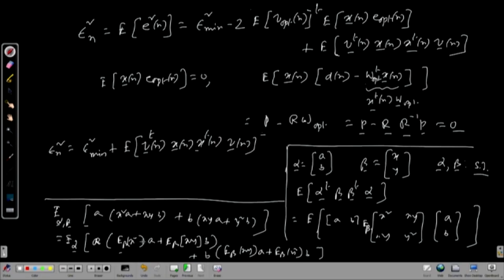Okay. So then I can write like this, I can keep E alpha out and push it like this. On the inner matrix I apply E beta, which is restricted to the elements of beta, and then carry out the product, then apply E alpha. The same thing I can do here, because instead of alpha I have got V n transpose, and instead of beta I have got X n, but elements of V n and X n are statistically independent because of the statistical independence assumption.